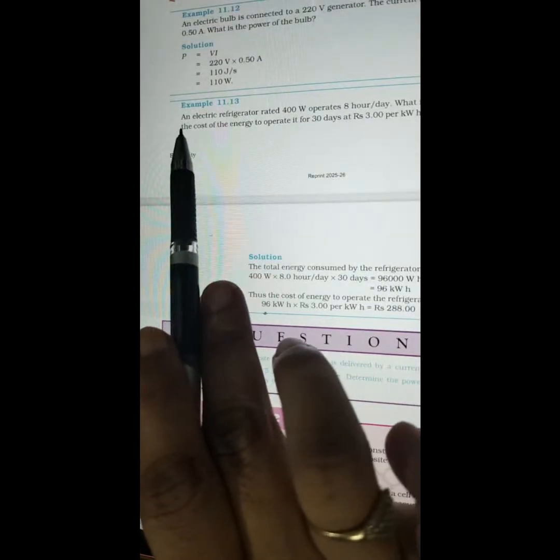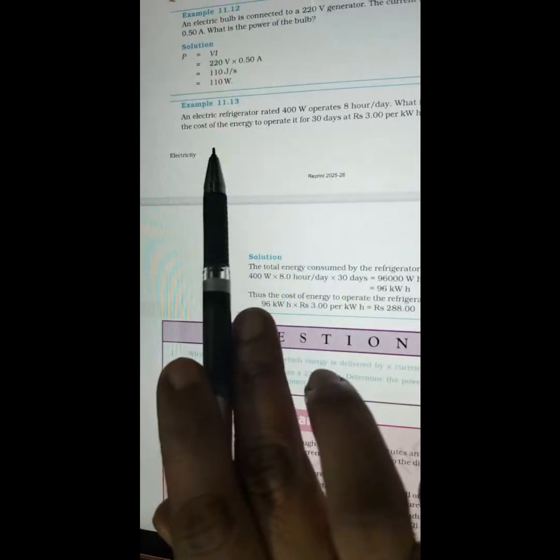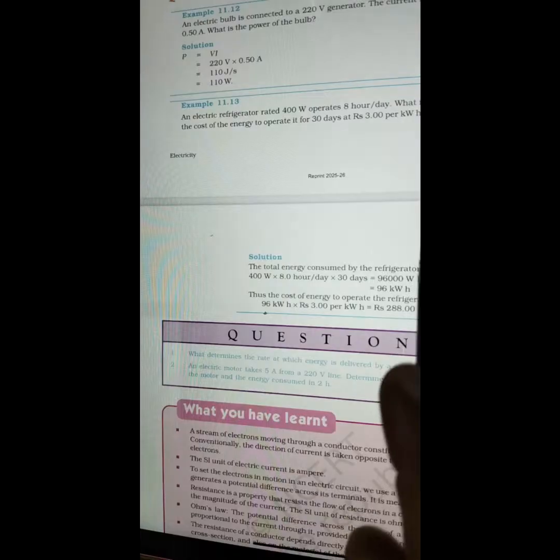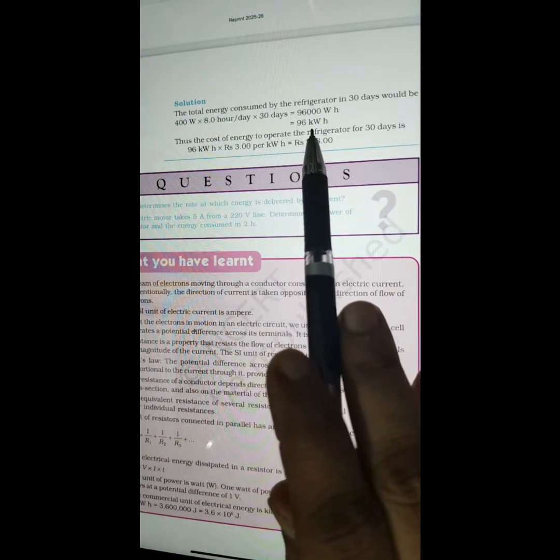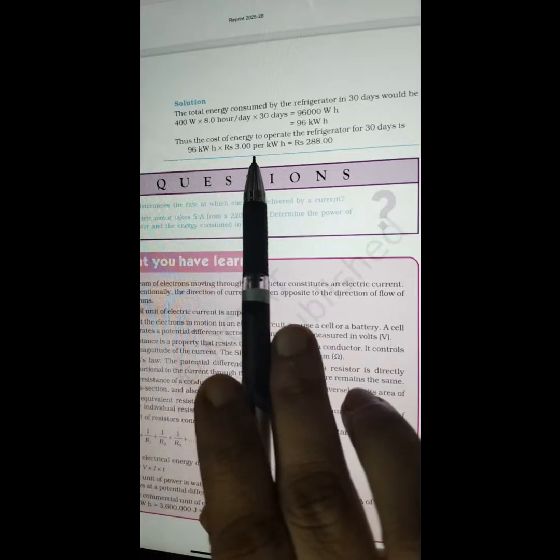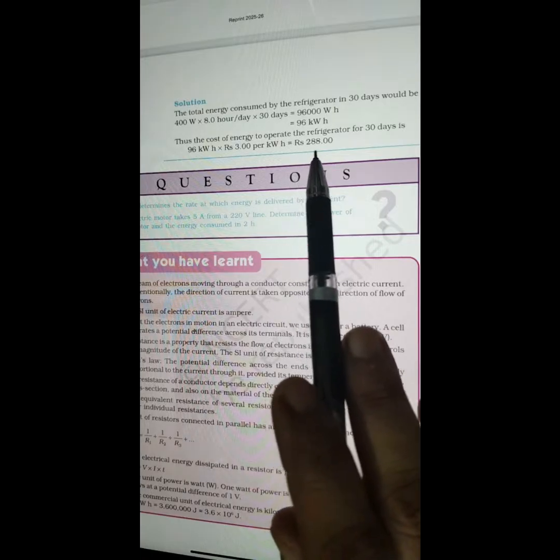Example 11.13. An electric refrigerator rated 400 watt operates 8 hours per day. What is the cost of the energy to operate it for 30 days at rupees 3 per kilowatt hour? So we can calculate this as the total energy consumed by the refrigerator in 30 days would be 400 watt into 8 hour per day for 30 days. It comes out to be 96 kilowatt hour. Thus, the cost of energy to operate the refrigerator for 30 days is 96 kilowatt hour into rupees 3 per kilowatt hour. So after multiplication, it comes out to be rupees 288.